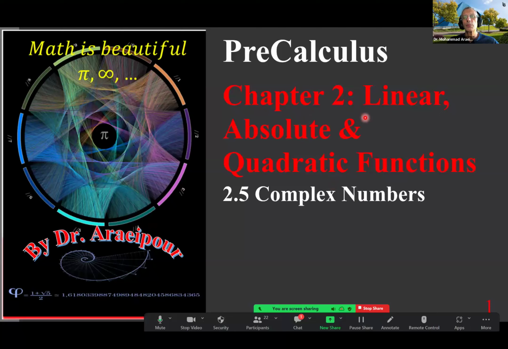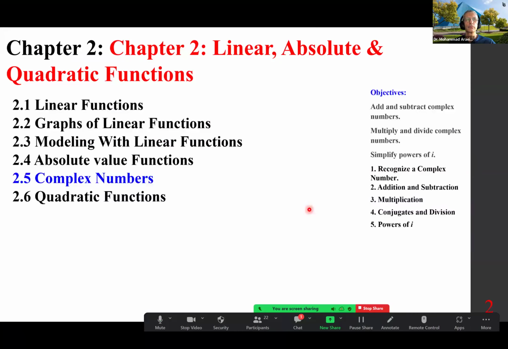Good morning, class. We are looking at chapter 2, linear, absolute, and quadratic functions. Here's section 2.5, complex numbers. So we've covered linear functions, graphs of linear functions, modeling with linear functions, absolute value functions, and now complex numbers. The objectives are: add and subtract complex numbers, multiply and divide complex numbers, simplify powers of i, recognize a complex number, addition and subtraction, multiplication, conjugate and division, powers of i.